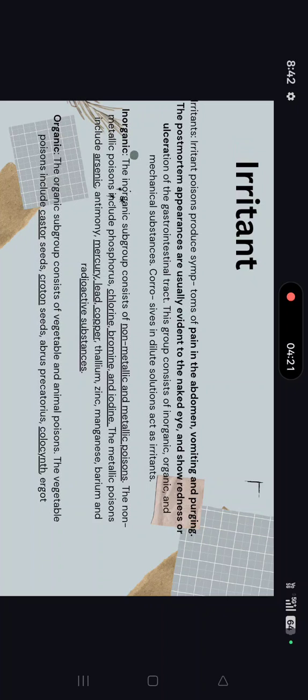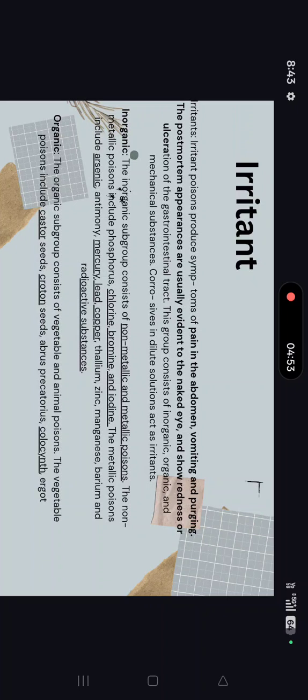In inorganic, you have to memorize the examples. In inorganic, there are metallic and non-metallic. In non-metallic, we can say the halogen group, in which there are chlorine, bromine and iodine. In metals, the harmful ones are arsenic, lead, copper, we know about lead poisoning, mercury, and radioactive substances like barium and so on. So this comes under inorganic.